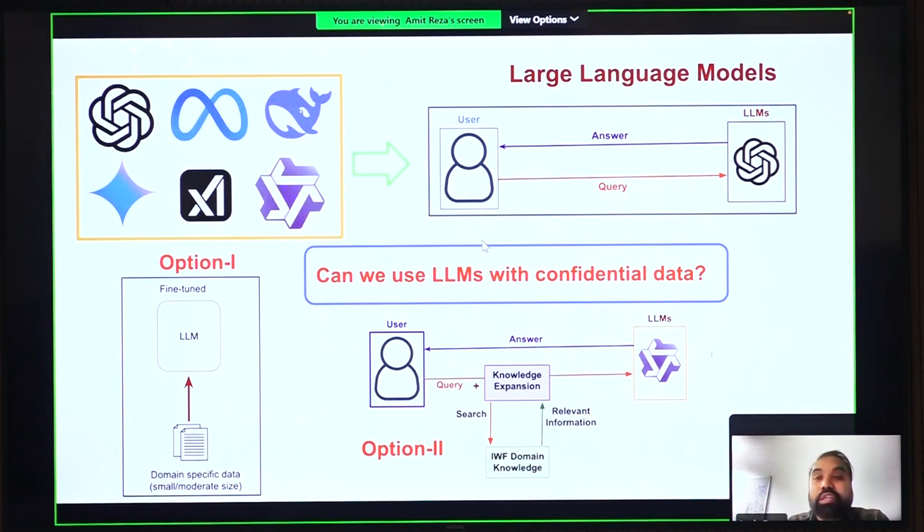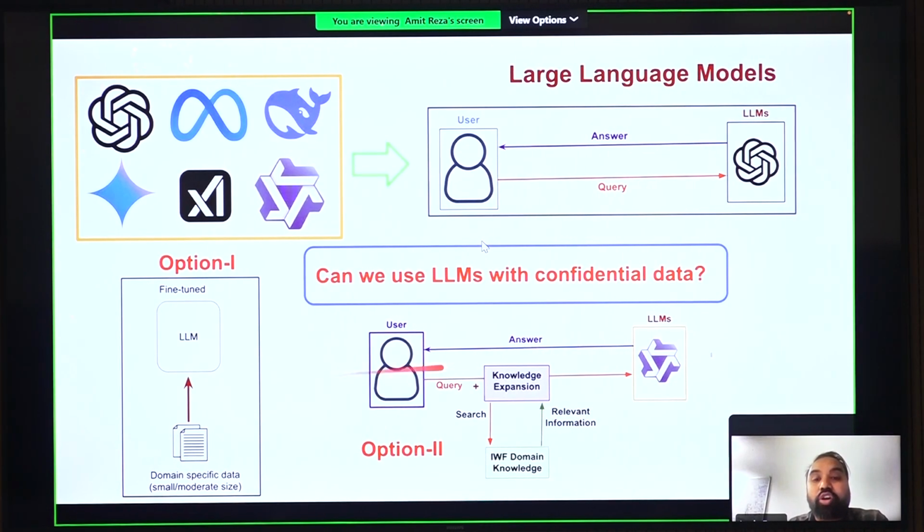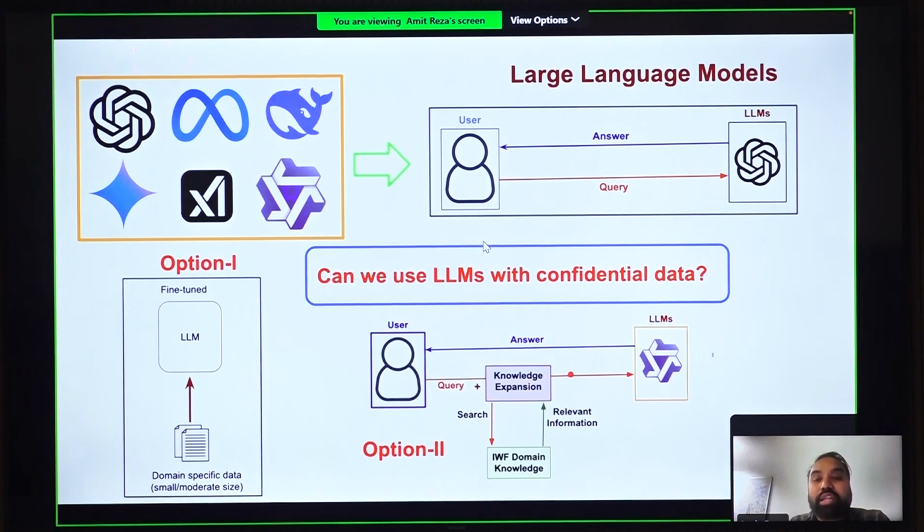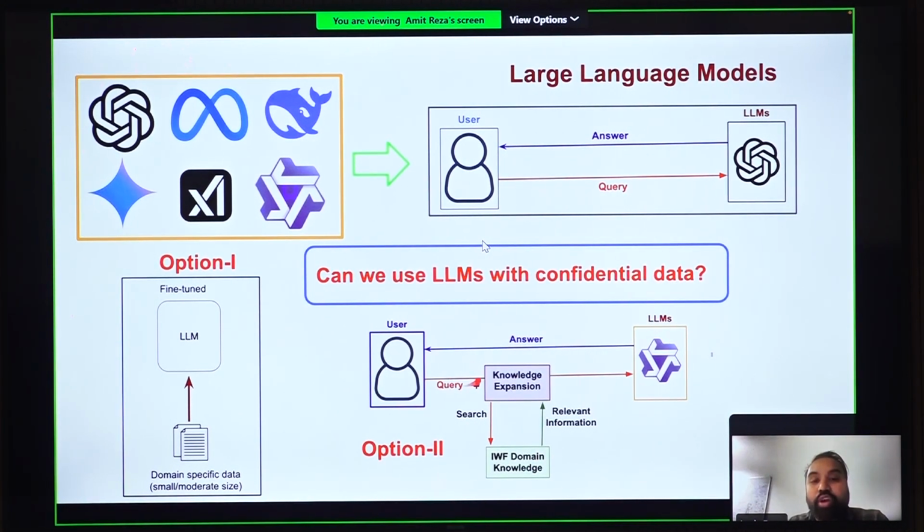Option two is to not train the model, but rather give the model a context, which I define as knowledge expansion. Think about it: normally when you ask a question to the model, it gives the answer directly. What you can do instead of directly passing that query to the model is design our own database setup where we can provide our domain knowledge. For example, IWF is our institute, the Institut für Weltraumforschung.